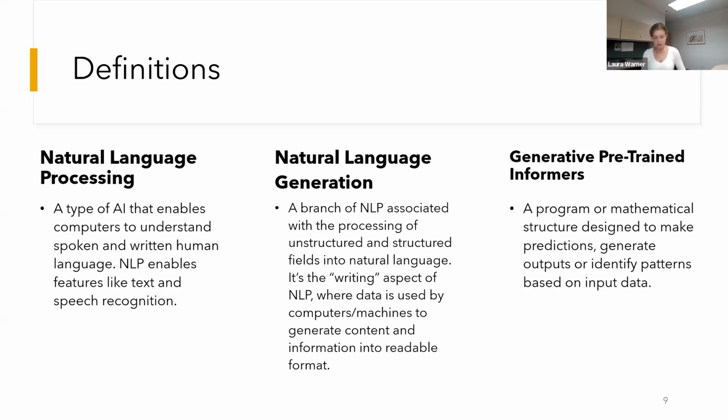Okay, and then we have our generative pre-trained transformers. So that's a program or mathematical structure designed to make predictions, generate outputs, and identify parameters. So that's the generating and it's been pre-trained on tons of data that's been just pumped into it, and then it has the computer science behind it to come up with a logic and think through and predict what the answer should be.